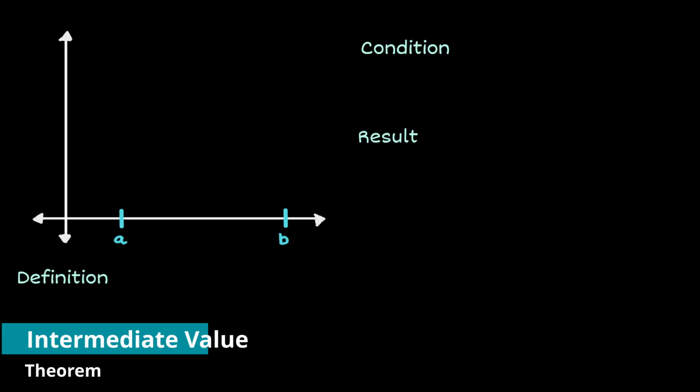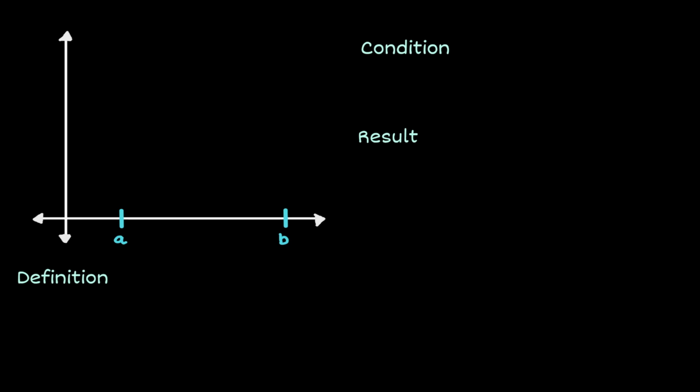Welcome. Let's understand the intermediate value theorem. So let's say that we have one condition. Let's say that we are working with a continuous function. Therefore, there will be no holes and no gaps in the graph.